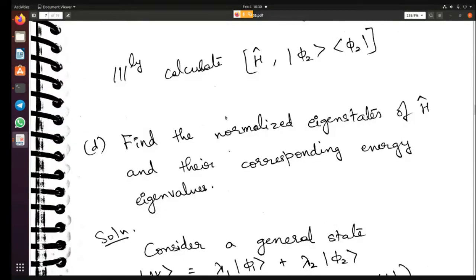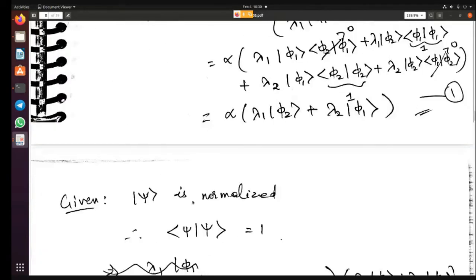Next, you need to find the normalized eigenstate. So let's assume that psi is normalized. Okay, so what is the condition for psi to be normalized? The scalar product of psi with psi should be 1, right?